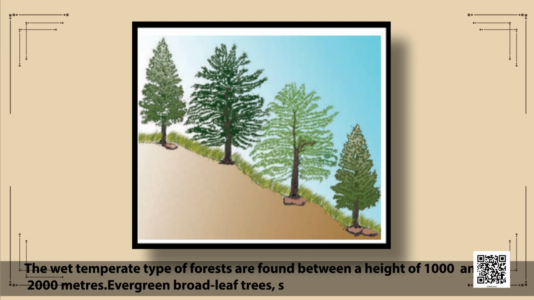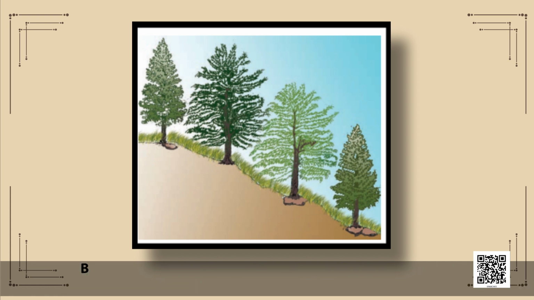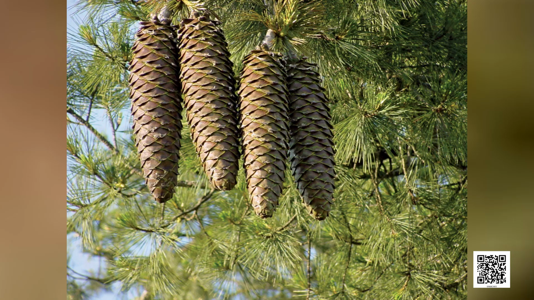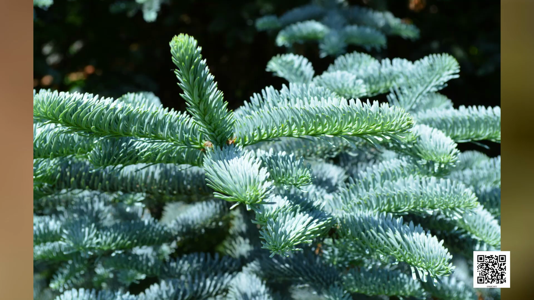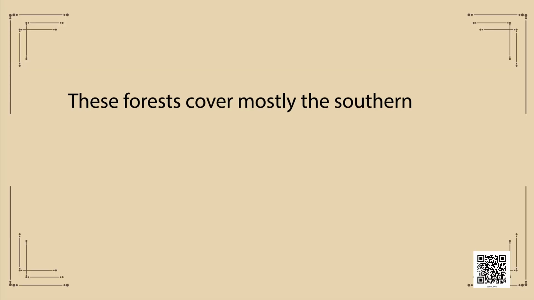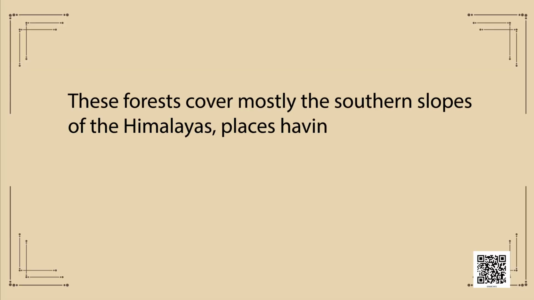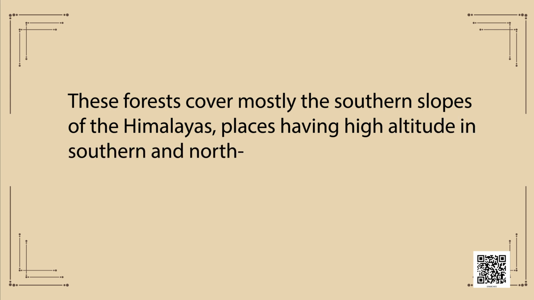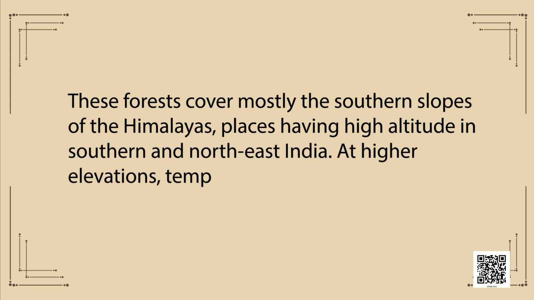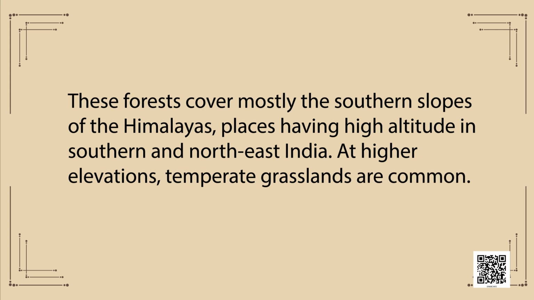Evergreen, broadleaf trees such as oaks and chestnuts predominate. Between 1500 and 3000 meters, temperate forests containing coniferous trees like pine, deodar, silver fir, spruce and cedar are found. These forests cover mostly the southern slopes of the Himalayas, places having high altitude in southern and northeast India. At higher elevations, temperate grasslands are common.